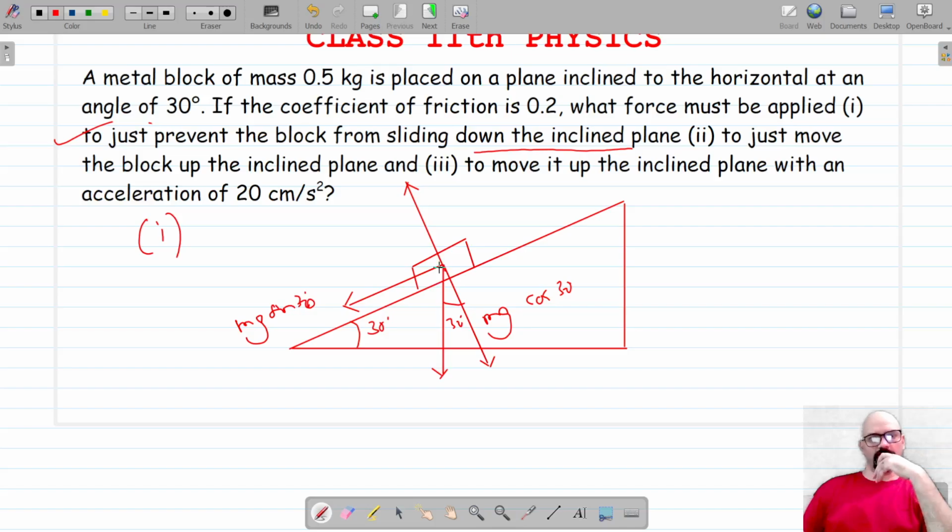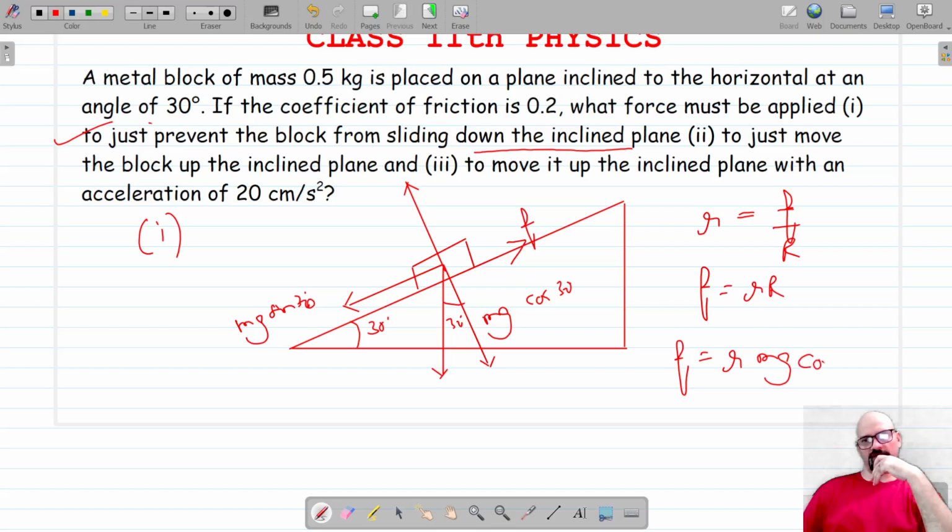Because the block is coming down on the inclined plane, the force of friction is in the upward direction, and the coefficient of friction is given. So here the coefficient of friction is the maximum force of friction divided by the normal reaction. So the force of friction is equal to mu into R, and R is balanced by the component mg cos 30 degrees. So this is the force of friction.